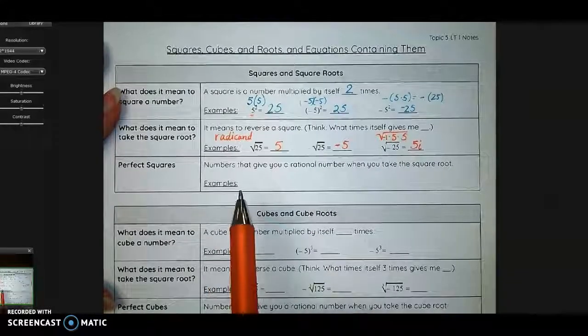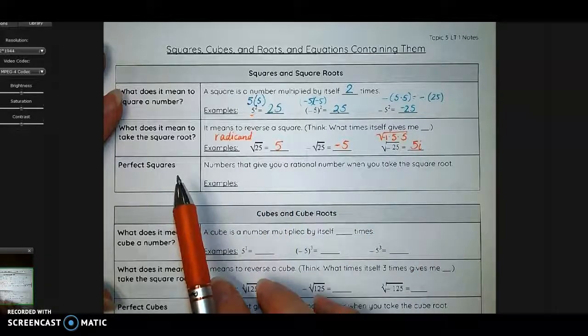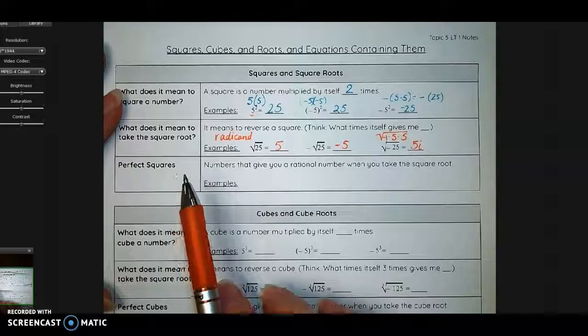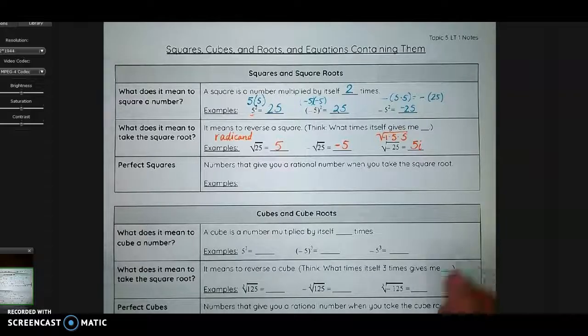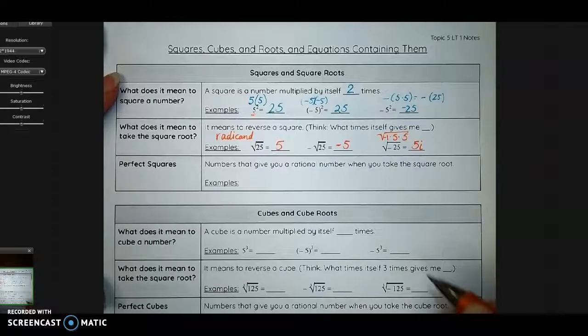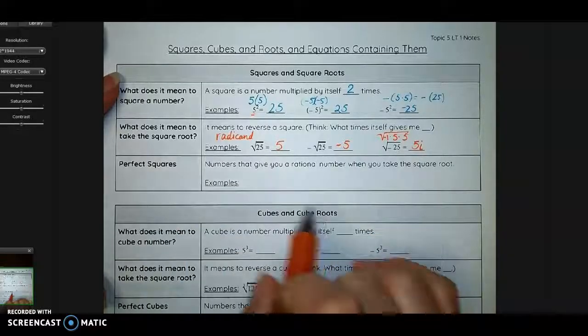So numbers that give you a rational number when you take the square root, these are perfect squares. And they're not going to have decimals per se. They might give you a fraction, and then that would give you a decimal. You could turn it into a decimal, but not going to think about it as some long repeating decimal that never ends. So perfect squares.